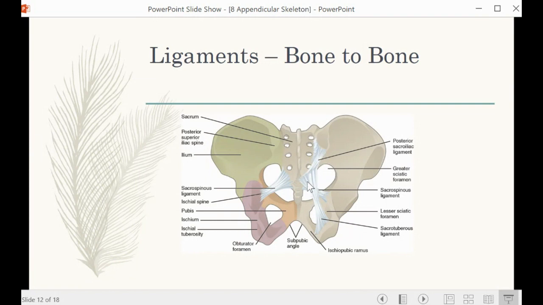We have the sacrotuberous ligament, because it goes from the sacrum to this tubercle down here. We have the sacrospinous because it's going to go from the sacrum to the spine, the ischial spine. And when we form our pelvic bone, this pelvic girdle area, we get some different areas. We get our obturator foramen. You get our greater sciatic foramen here. These are for nerves and vessels.